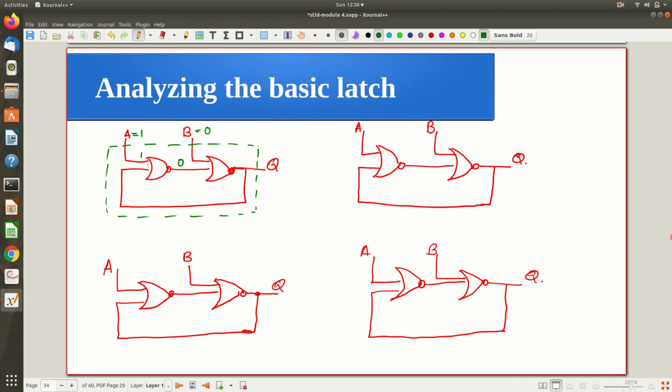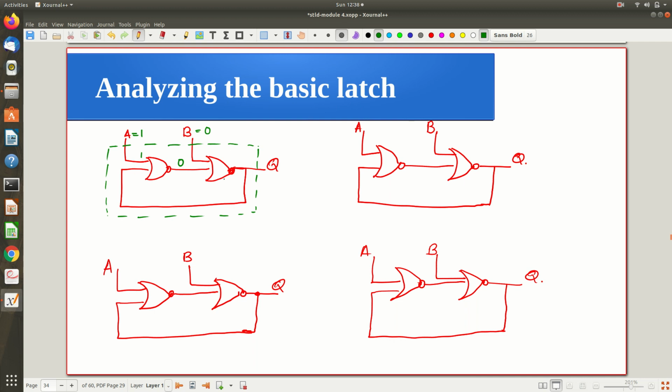For that, in the last video lecture, the third part of the video lecture, I explained only this concept. Whenever this A is the control input to the NOR gate, like this feedback NOR gate, and it is 1, it will ignore the data input and the output is fixed at 0.